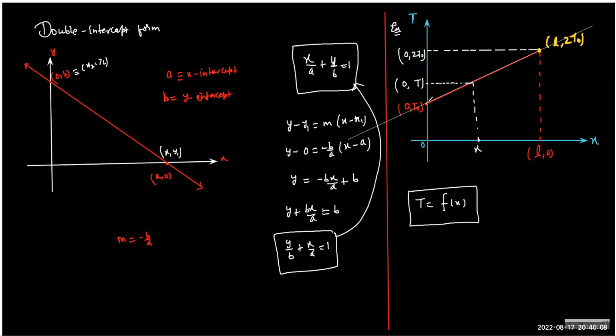And this point is how much? This point is how much, guys? Tell me. 0 comma T0. That's it. So if you know the 2 points, why do you get worried?